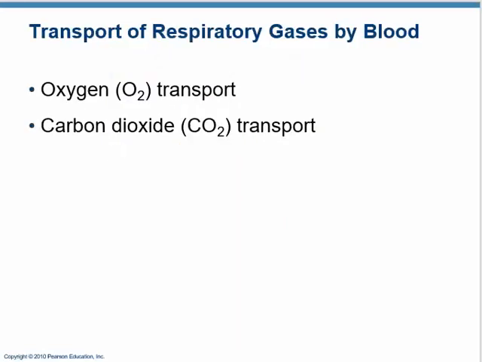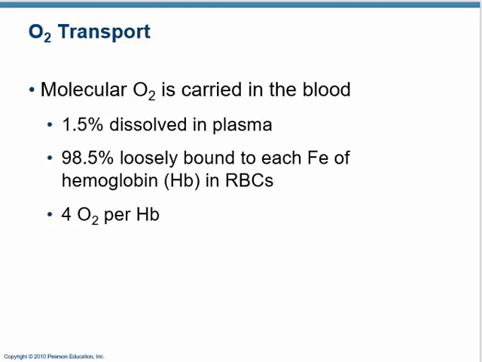Okay, so how do we move this stuff? It moves in the blood. Oxygen gets transported, carbon dioxide gets transported, along with other things in the blood, but this is what we're looking at with relation to the respiratory system. Okay, so oxygen, a little bit gets dissolved in plasma, but 1.5%, hardly any, is dissolved in plasma. 98.5% of it is bound to the hemoglobin, and it's the heme that it's bound to.